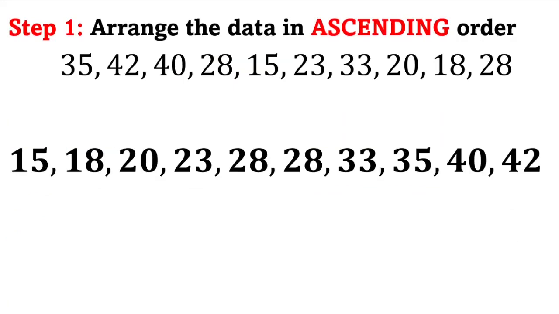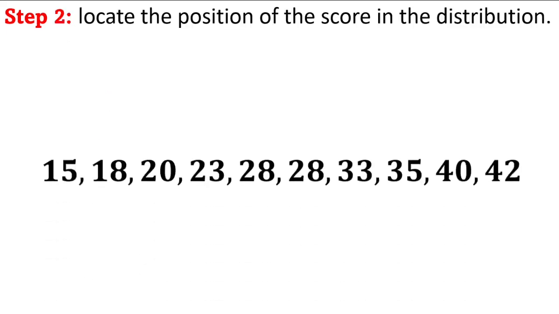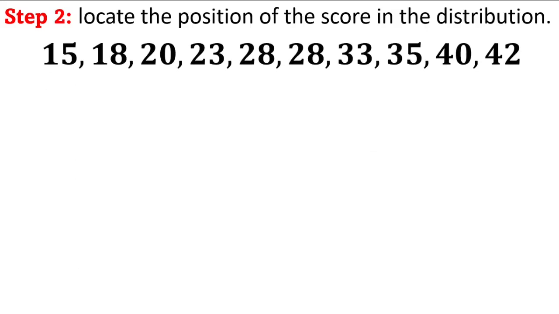So to start with, we have 15, 18, 20, 23, 28 2 times, 33, 35, 40, and 42. So ito na yan. After arranging it, we will now be using the arranged distribution in locating the position that we are looking for. We are looking for the 30th percentile. Okay? So n is 10 because we're dealing with 10 students. And k is 30 because we're looking for the 30th percentile.